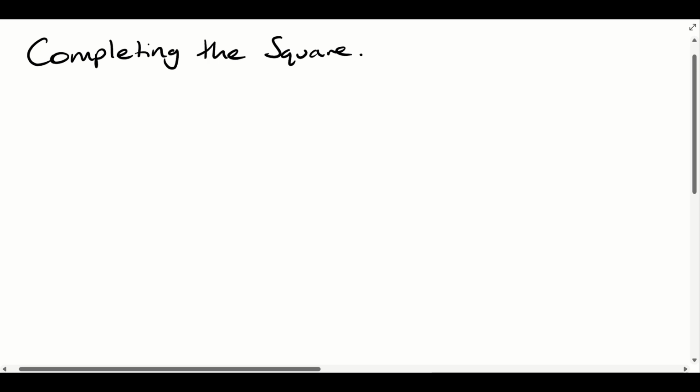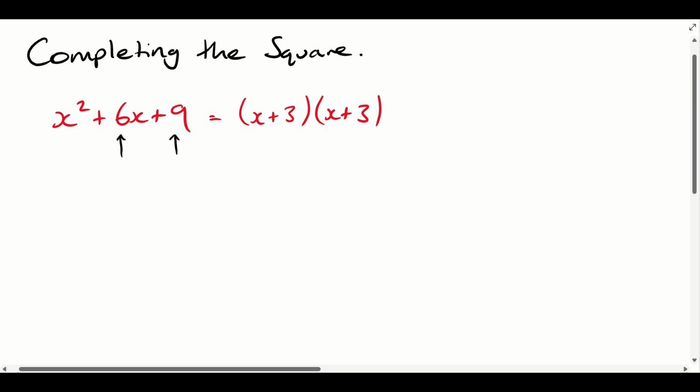So let's say we were asked to factorise x squared plus 6x plus 9. Well, we want to look for two numbers that multiply to give us 9 and add together to give us 6. So that's going to be 3 and 3. So when we factorise this, in one bracket we get x plus 3, and in the other bracket we also get x plus 3. So I can write that as x plus 3 squared.